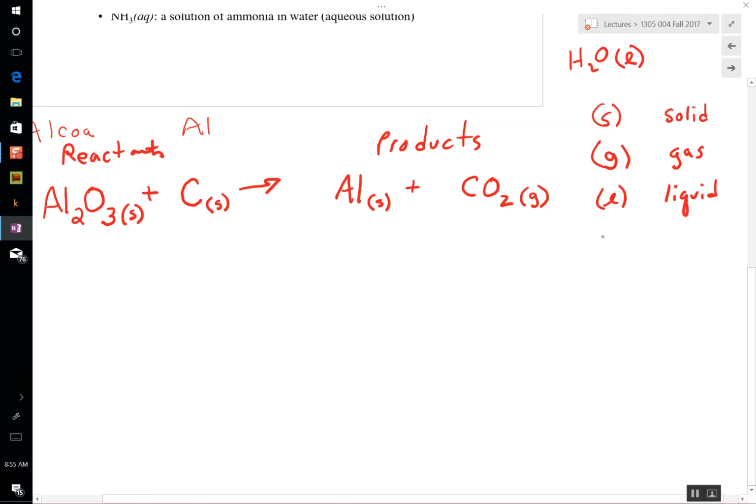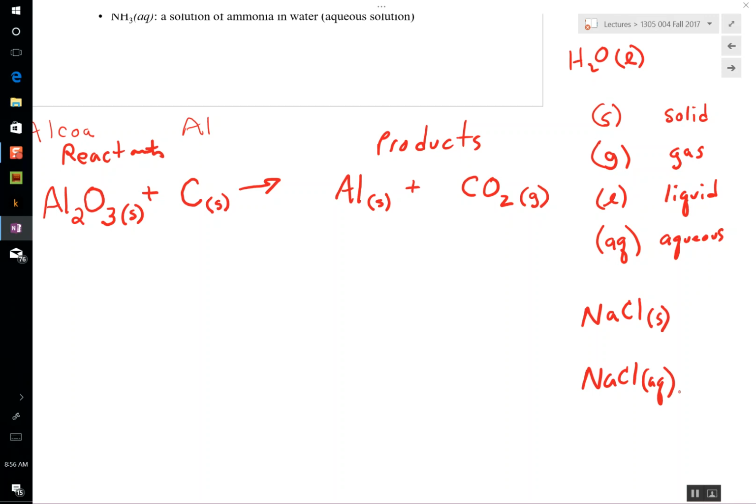You might see this, AQ. Anybody know what that means? Aqueous. Let me give you an example of that one. You might see this in a chemical reaction, NaCl, solid. What's that mean? White crystals. Or you might see NaCl, aqueous. What that's talking about is salt water. The salt has been dissolved in water. This is how it's being introduced into the reaction, as an aqueous solution of sodium chloride.